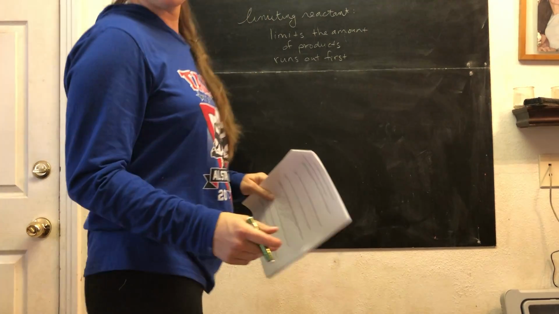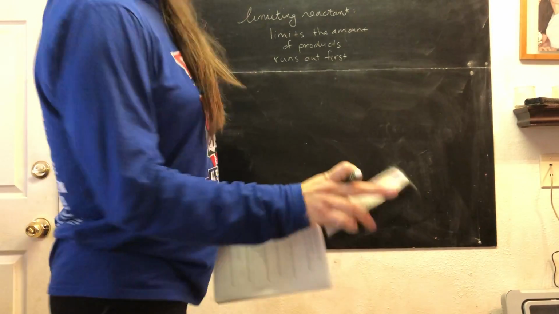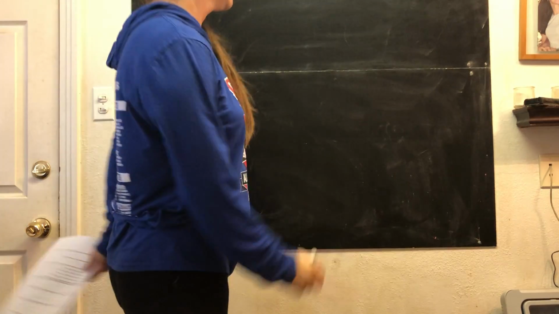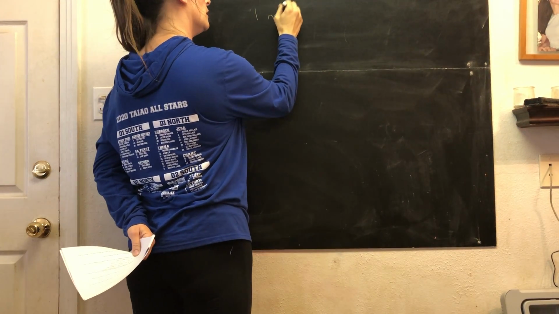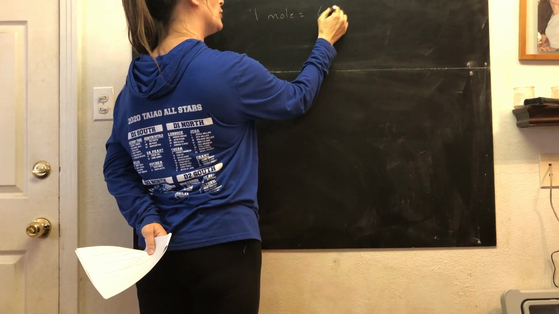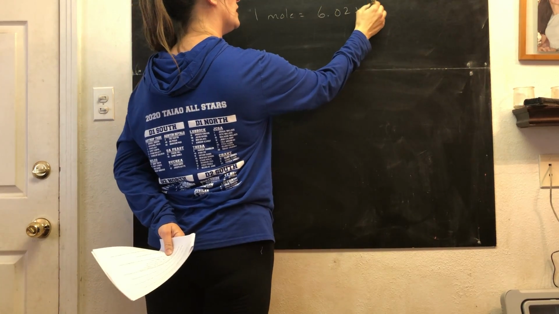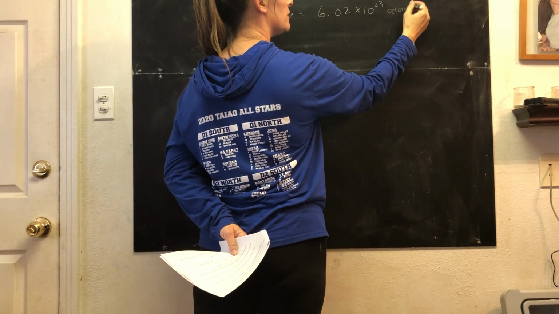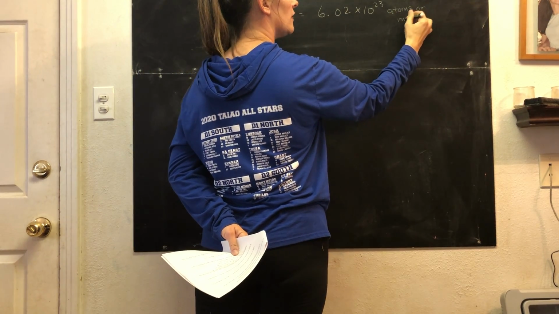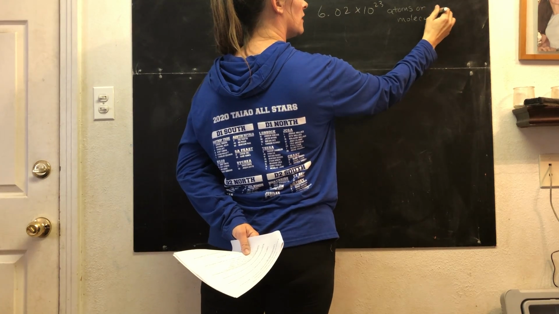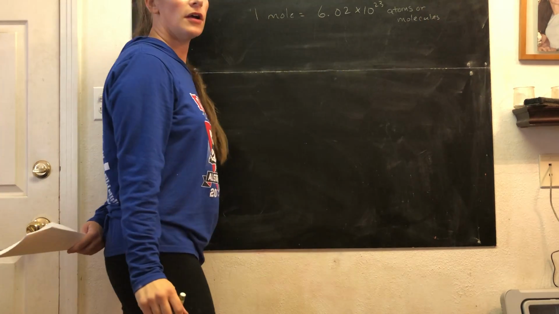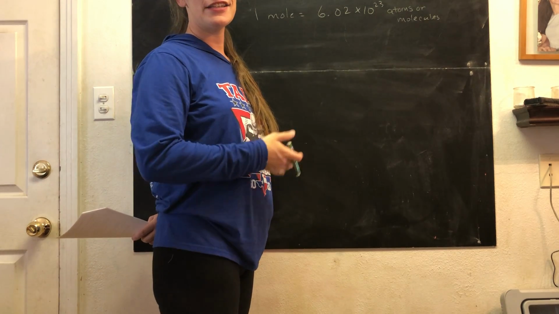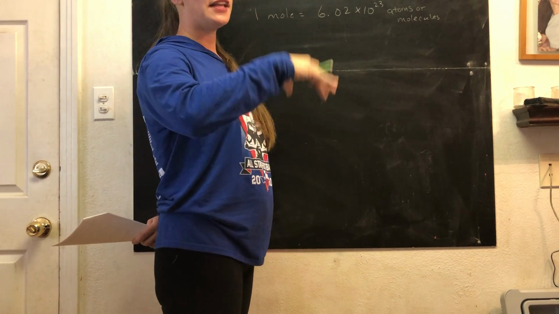Okay, so what is a mole? 1 mole is equal to 6.02 times 10 to the 23 atoms or molecules of that particular substance. So I think I've said this so many times, but a mole is just like a dozen. It's a number that is just scaling up.